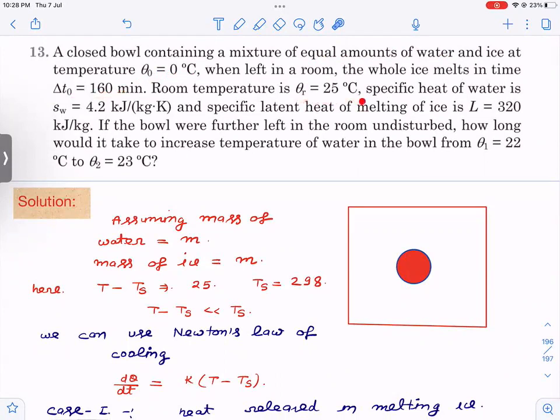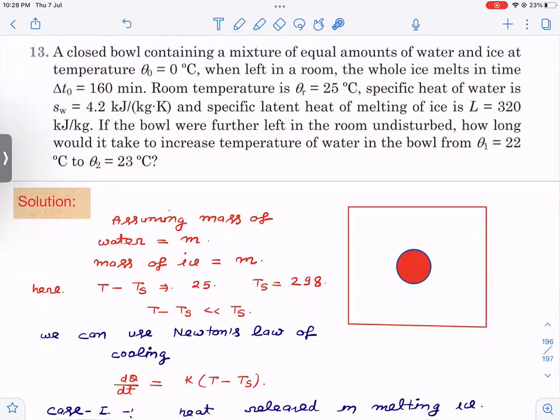Room temperature is given, that's 25. The specific heat of water is 4.2 and latent heat of ice is 320 given. Now, if it is further left in the room undisturbed, then how long would it take to increase its temperature from 22 to 23? So that's the question, right? Here nothing is given about whether we can apply Newton's law of cooling or we have to apply Stefan's law.